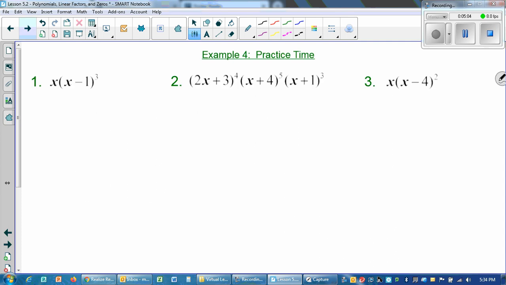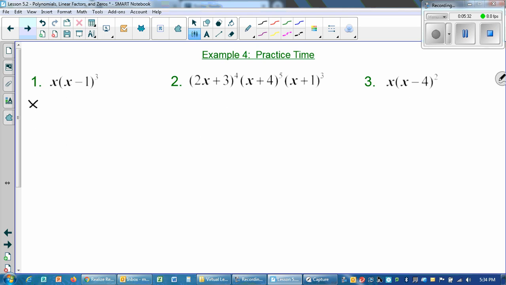You may freeze your screen or pause your video, however you have it set up at home, and you will try each of these problems to find the zeros and their multiplicities. When you feel like you have a good understanding and you have tried all of them and would like to check your work, then go ahead and resume the video, and there will be explanations below each one explaining how we get to the final answers. Good luck, and I hope you get them all right.